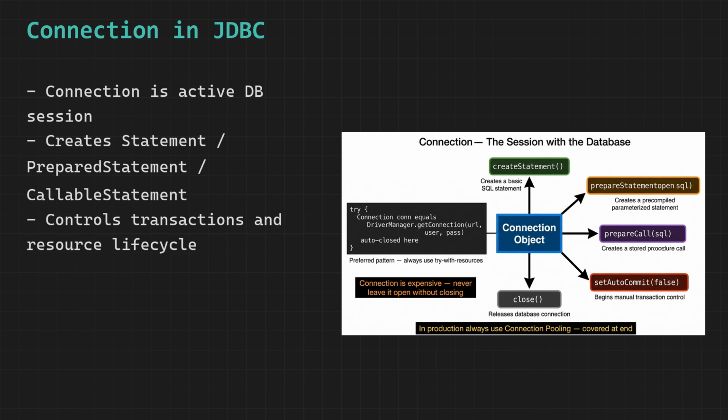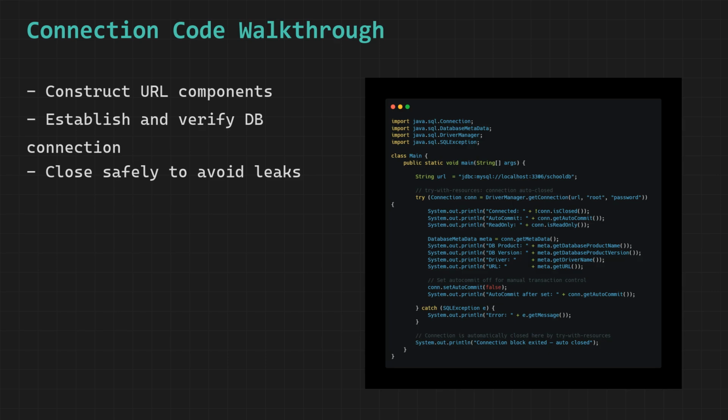The URL string is the address Java uses to locate and connect to the database. It contains three distinct parts. The first part is the protocol, jdbc:mysql, which tells Java that we are using the JDBC API with a MySQL database. If you were connecting to PostgreSQL instead, this part would change to jdbc:postgresql.